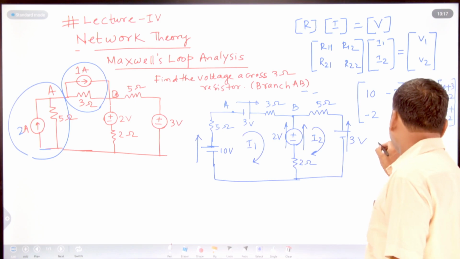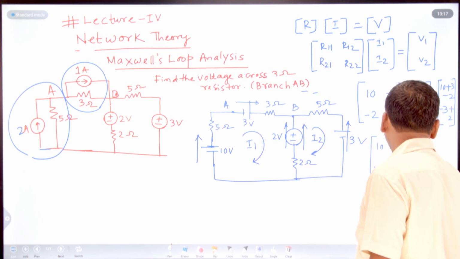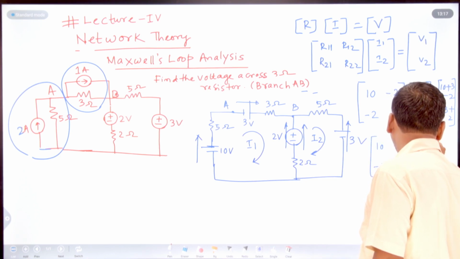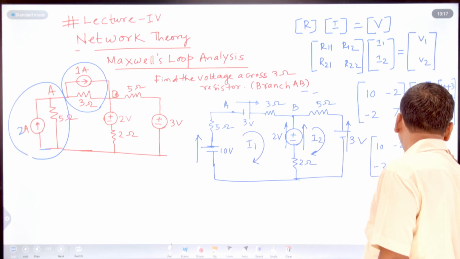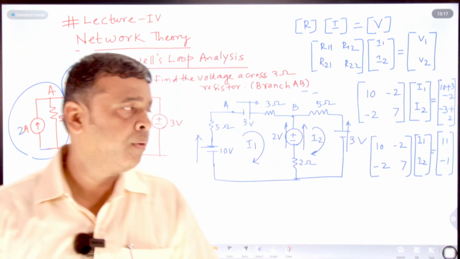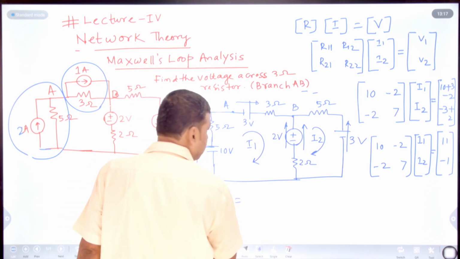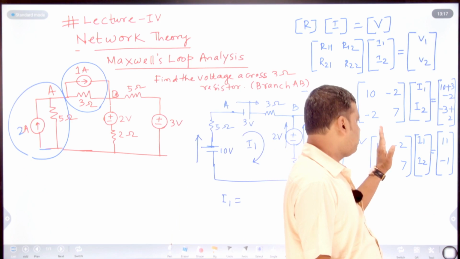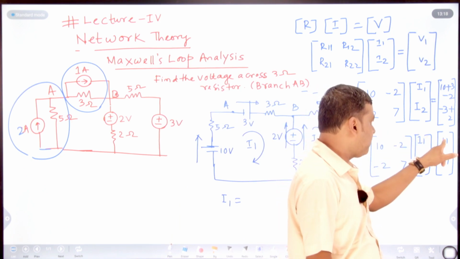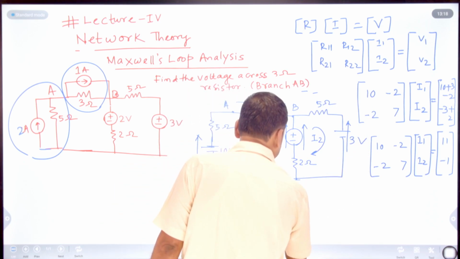If you simplify, this is the resistance matrix: 10, minus 2, minus 2, 7. This is your I1 and I2, and the voltage is 10 plus 3, 13, minus 2, that is 11, and this is minus 1. So from this we will calculate the values of I1 and I2. How to calculate I1? Simply solve this using Cramer's rule. In the first column you will get 11, minus 1, then minus 2, 7.